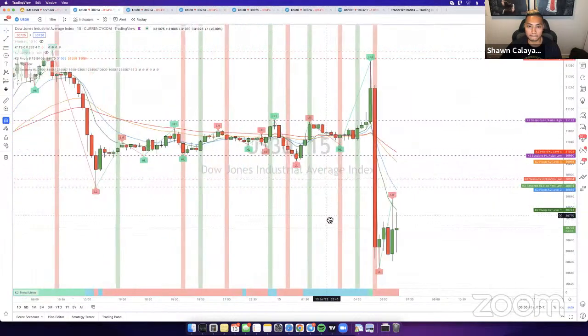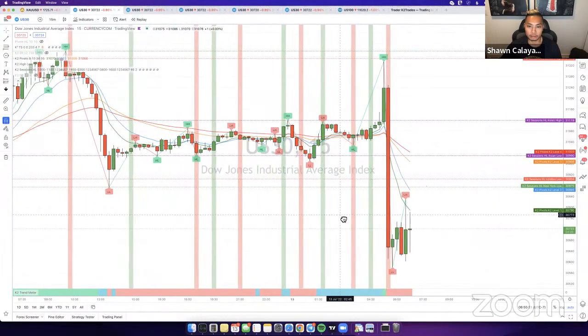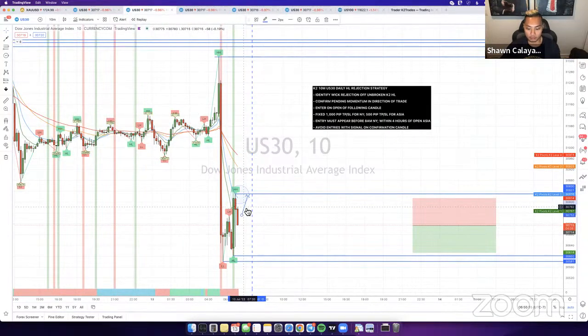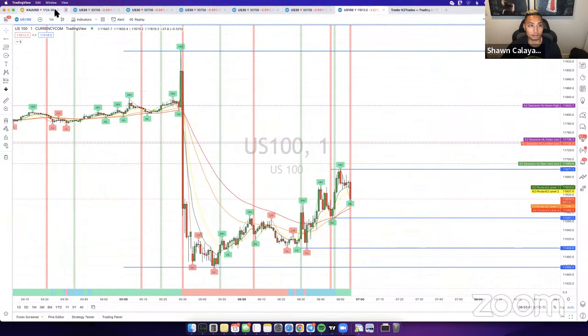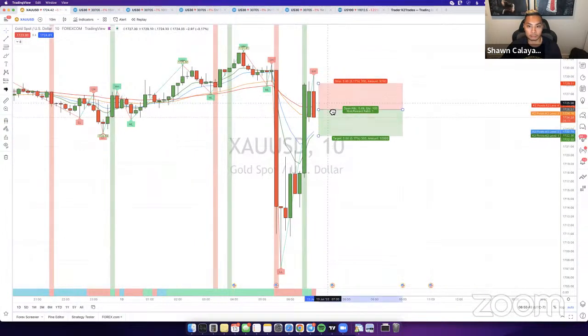US30. This hasn't come up yet, but I'm looking for a wick rejection off that high. 1 minute. Nothing here yet. NASDAQ, nothing there either. So possible gold entry right here.